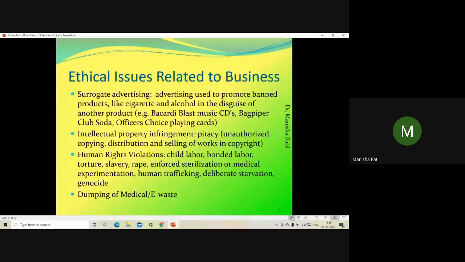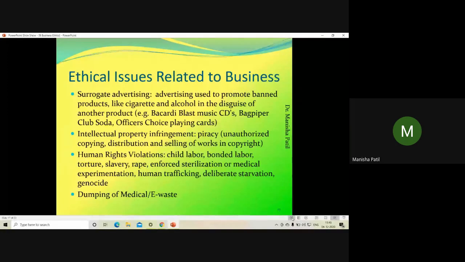Then we come to the issue of dumping of medical or e-waste. Medical waste is hazardous. You have syringes and other medical waste where blood is there, and this infected blood can cause medical problems.